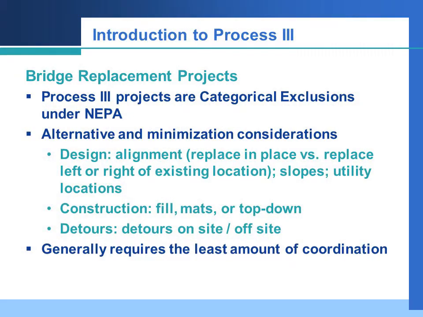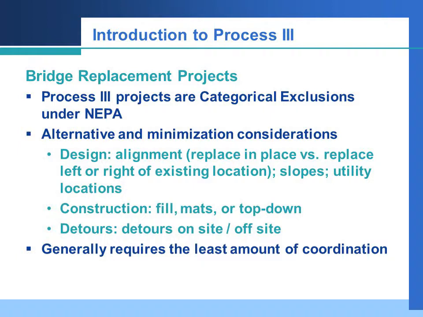Process 3 is used for bridge projects to be replaced on site and require a categorical exclusion. This process is not used for programmatic CEs. This slide shows some of the issues and concerns usually associated with bridge replacement projects relative to alternative selection and minimization efforts of impacts by steepening slopes, using top-down construction, or using an off-site detour.